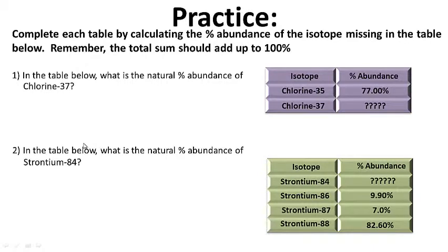All right, so practice here. Complete each table below. And remember, the percent abundance must always add up to 100, okay? So determine the percent abundance of chlorine-37 and the percent abundance of strontium-84. Go ahead and pause this while you work on this. When you're ready to check your work, hit play.